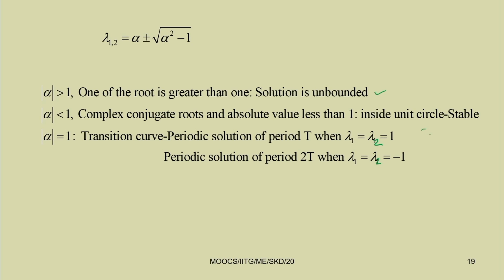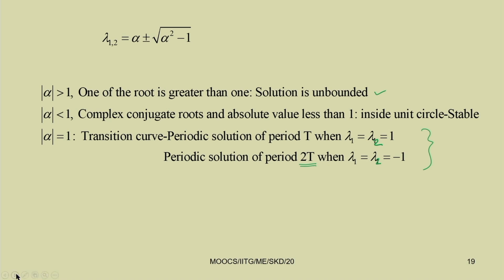You just see that in both cases the product lambda 1 into lambda 2 equals 1. Here also, minus 1 into minus 1 is also 1. When it is minus 1, previously we have seen that it must be of period 2T. This way we can study any given system, given any periodic solution, and we can study whether the solution is stable or not.